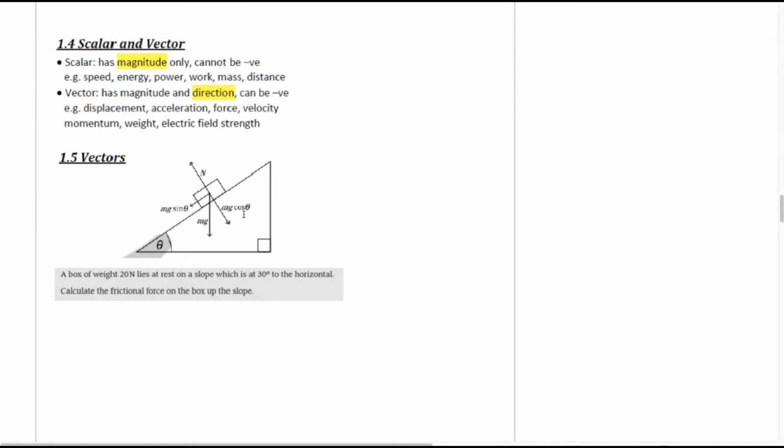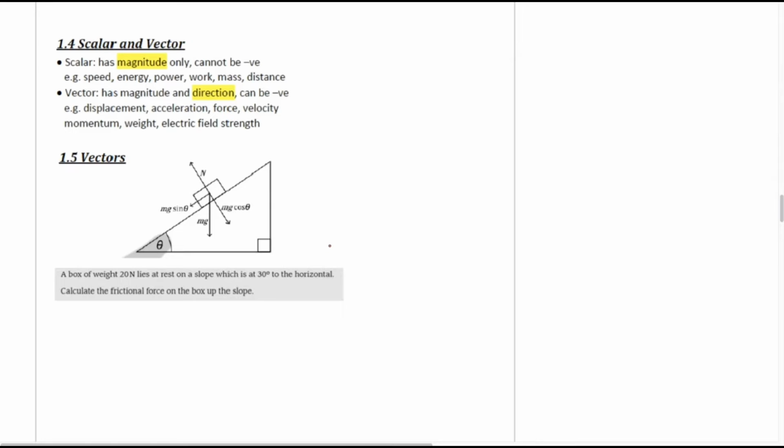Now let's see 1.5, vectors. For vectors, what we need to do is break down the vector quantity into components in order to solve it. You can see acting vertically downward is the weight, which is mg. We need to resolve it into two components: one is mg cos theta, another one is mg sin theta. So how do we get these?